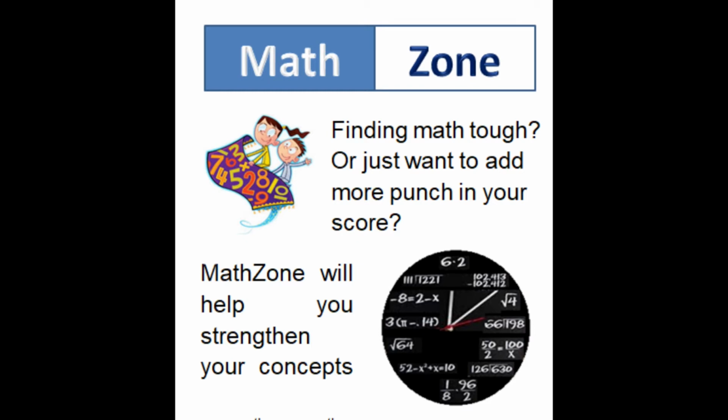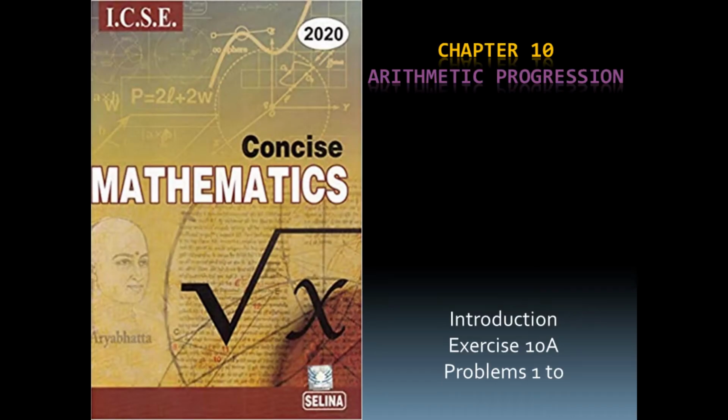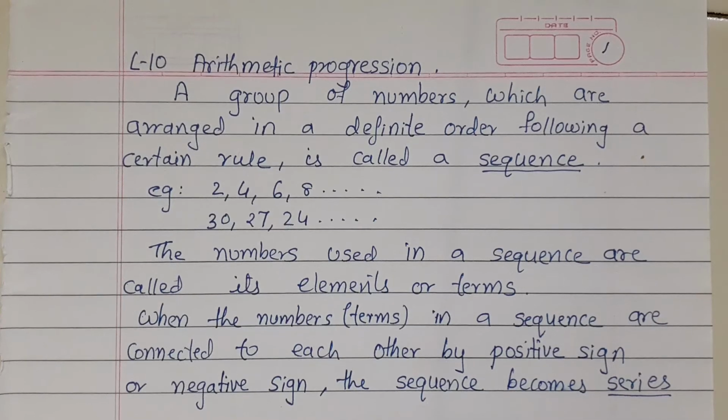Selena, Class 10, Chapter 10, Arithmetic Progression. A group of numbers which are arranged in a definite order following a certain rule is called a sequence.